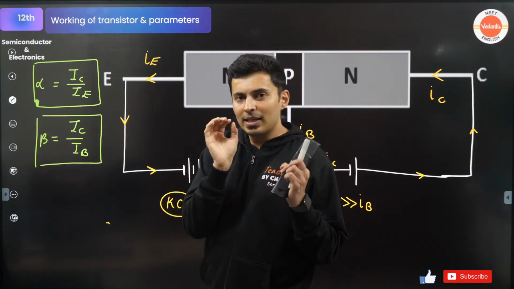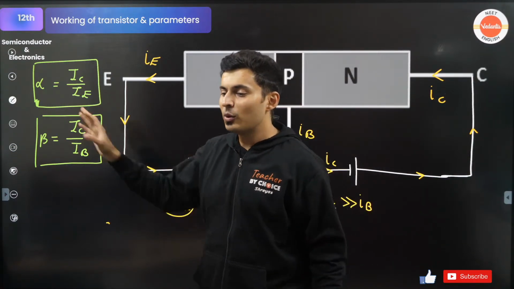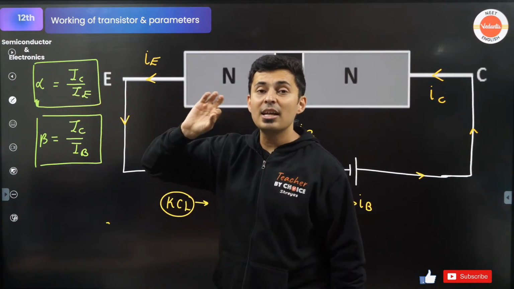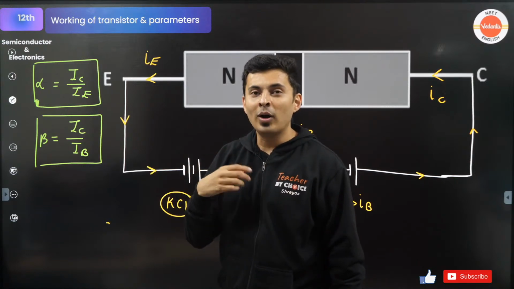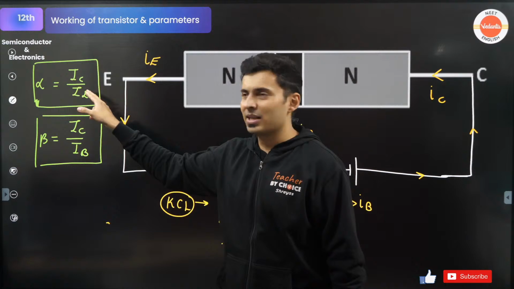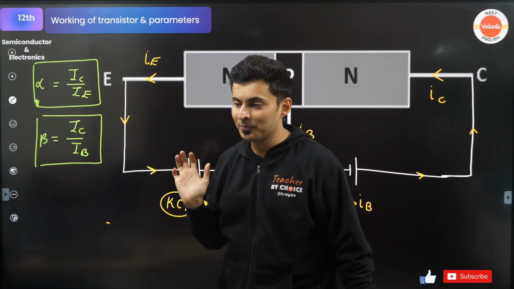So it will be definitely less than 1, but it will not be so low, like 0.5 or 0.6. What will alpha generally be? Alpha will be very close to 1, like 0.9, 0.99, 0.95. Correct, because 95%, 99%, 92%, 90%, like that.